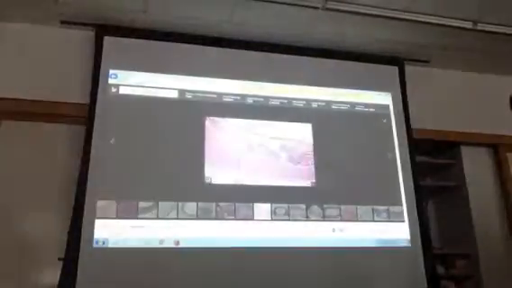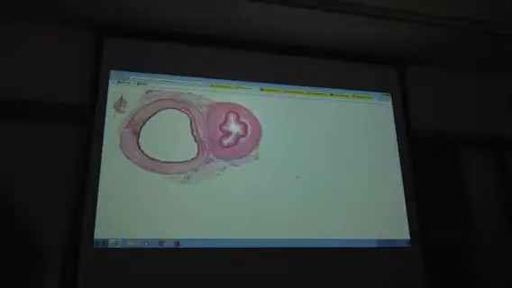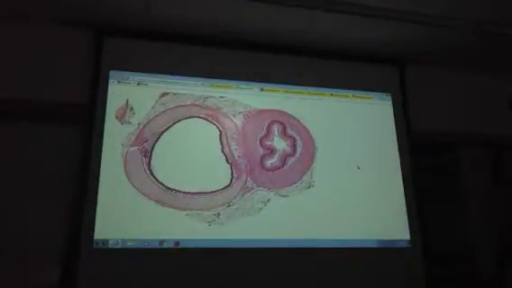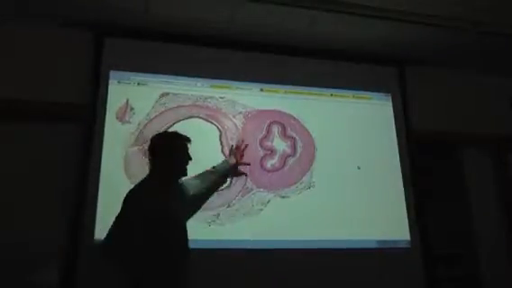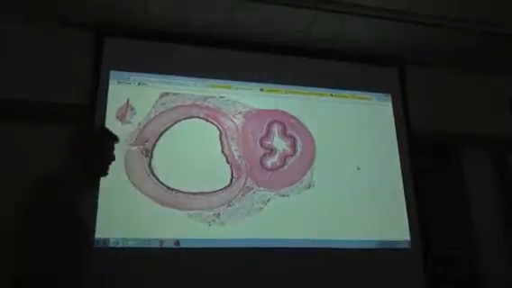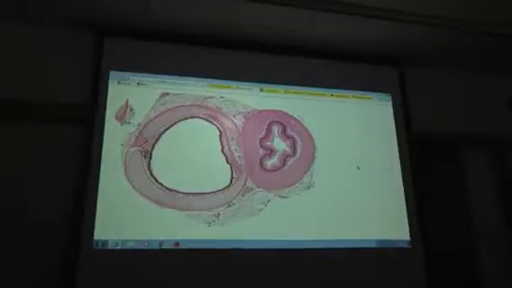Trachea and the lungs. So here is a big picture showing you lots of stuff. So what's this? That's the trachea. What's this? That's the esophagus. Okay. What can you see on this?